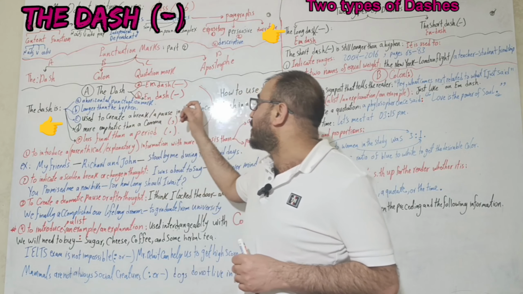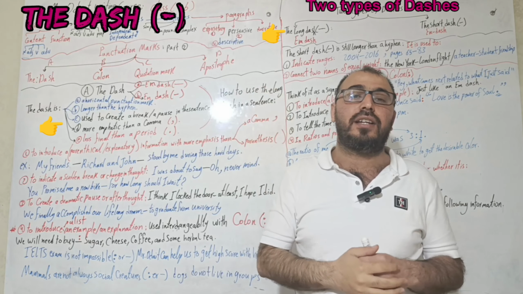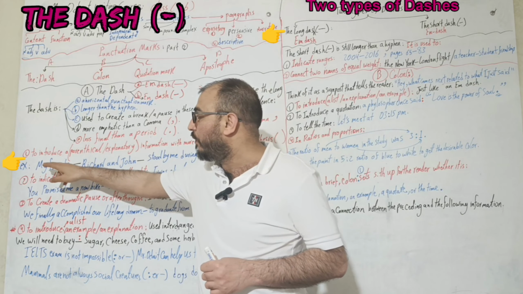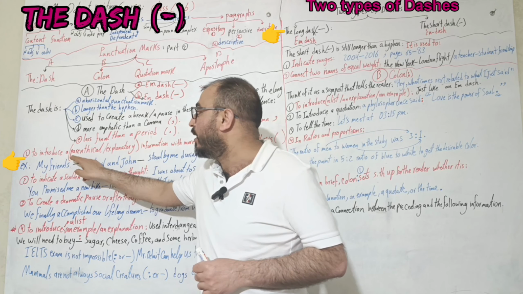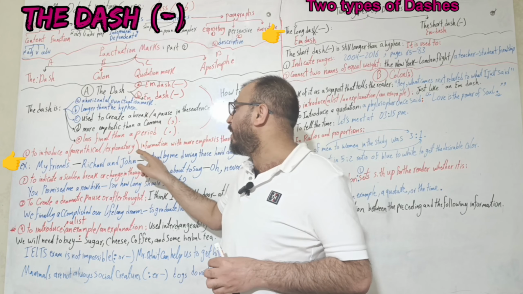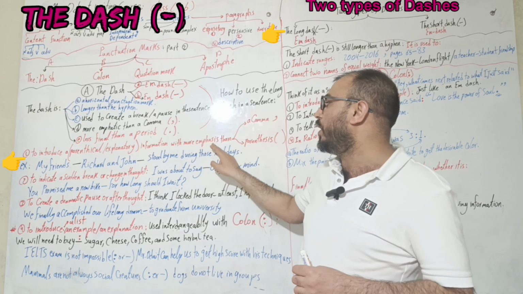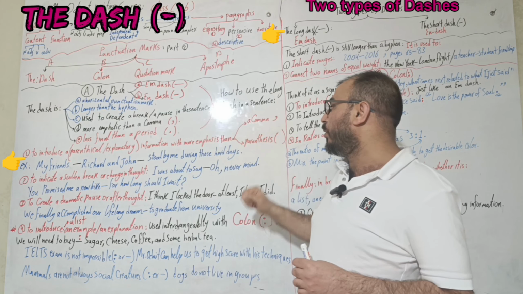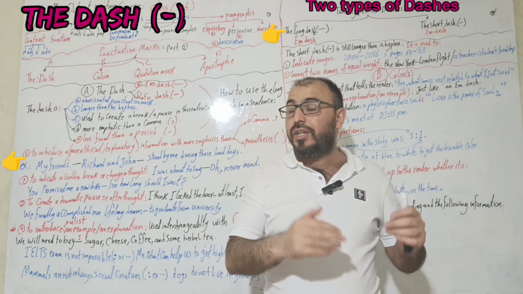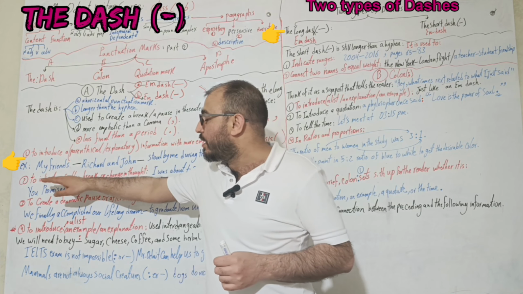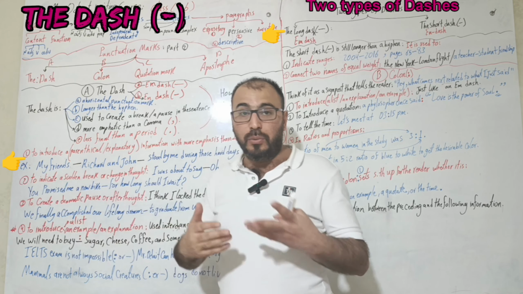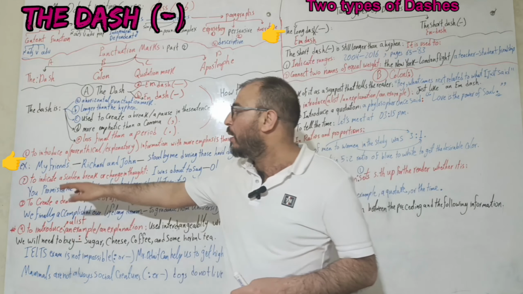And here, my friends, let's talk about the EM dash and its uses. The first one here, my friends, is to indicate a parenthetical or explanatory information with more emphasis than a comma or parenthesis. And here, my friends, I have this example and I will read it emotionally.